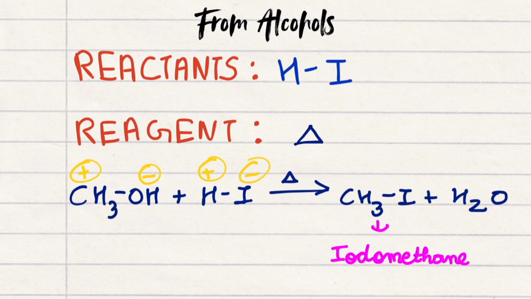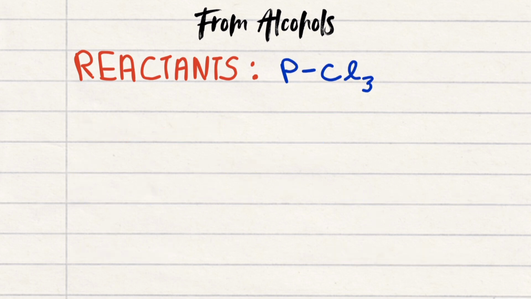Reaction using hydrogen iodide. Here the reagent is heat. Heat is represented by a triangle. We have taken the example of methanol. We'll heat the reagent and the reactant and we'll get the final answer, iodomethane.